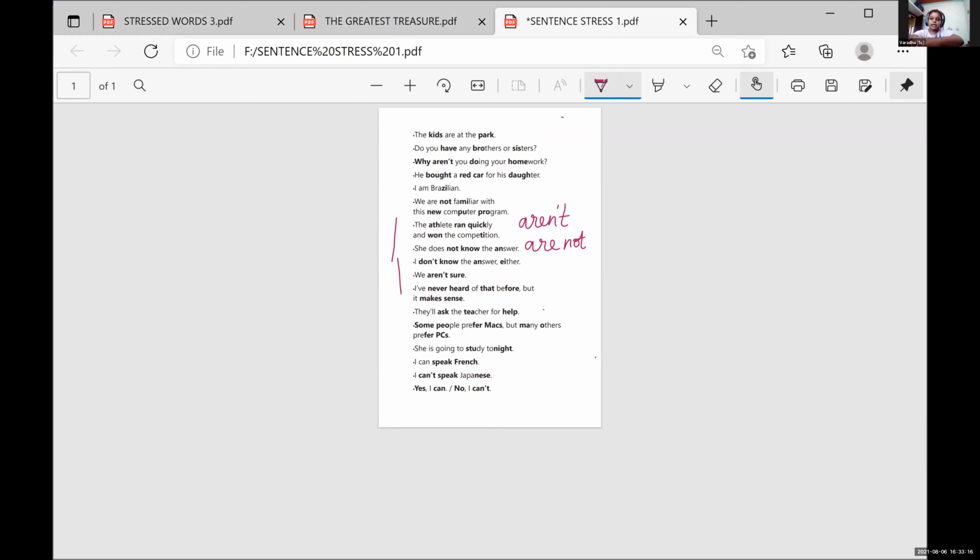I can speak French. Okay, I can speak French, right? So in that you can see the verb speak is highlighted. French is a noun that is also highlighted. So these two words have to be stressed. I can speak. Whereas I can, you need not stress that. I can speak French. Speak and French are the two words to be stressed.